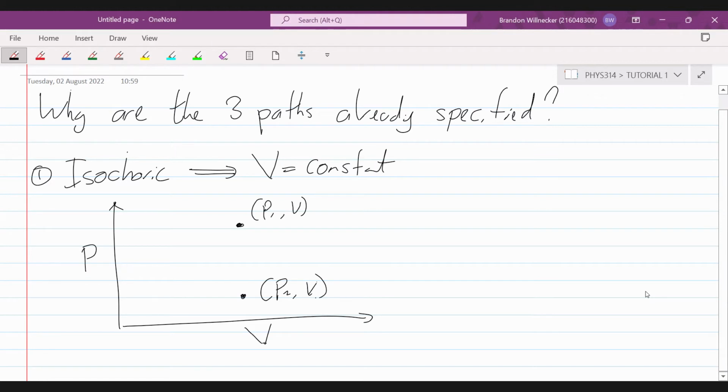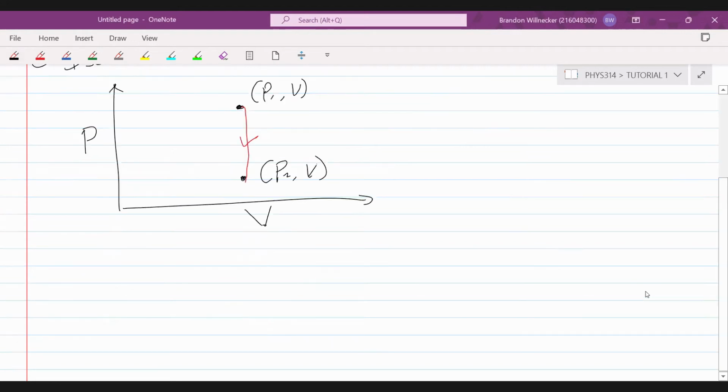Now, if we want to maintain that there's constant volume, there is one and only one path that can connect them, the straight line here. Okay, so just imagine that's a straight line. So we've got this one path that connects the two states such that it remains isochoric. So only one path, which is why we don't need to specify it. It's already implied if we say it's isochoric. Okay, what happens if it's isobaric?